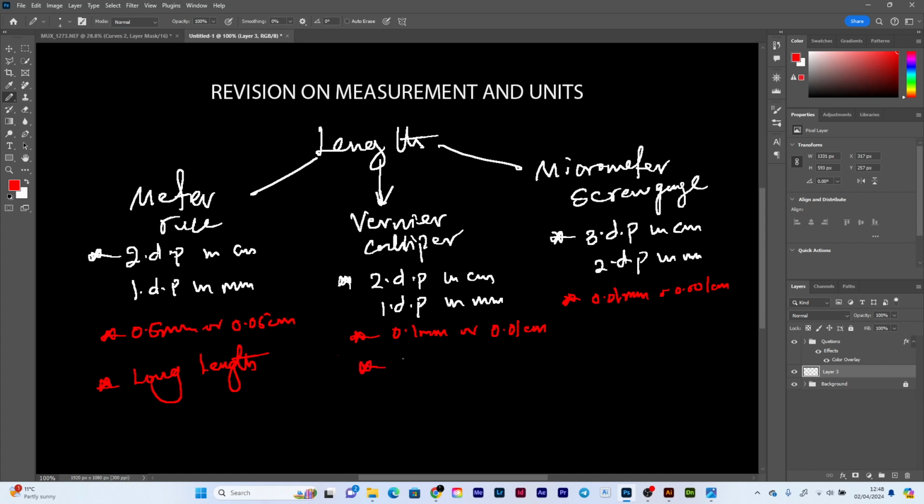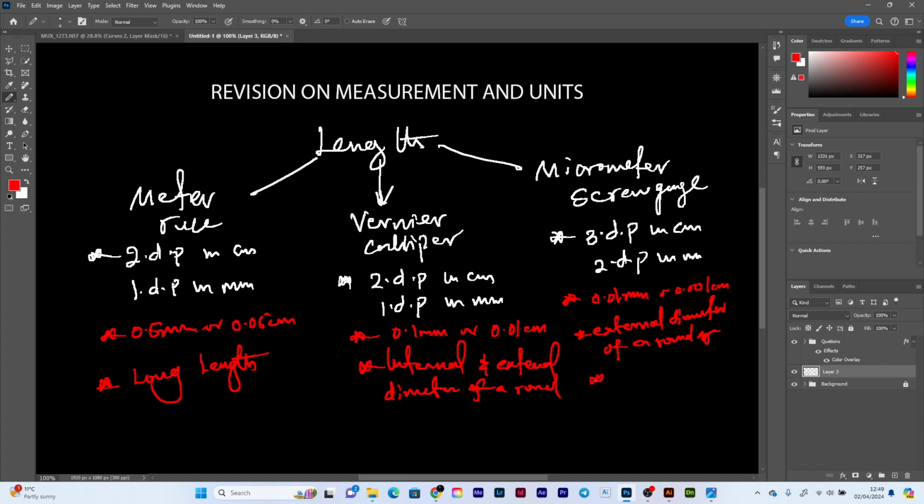Then the vernier caliper is used to measure the internal and external diameter of a round object. That's what they use the vernier caliper for. When you talk about the micrometer screw gauge, it is used to measure the external diameter of a round object.